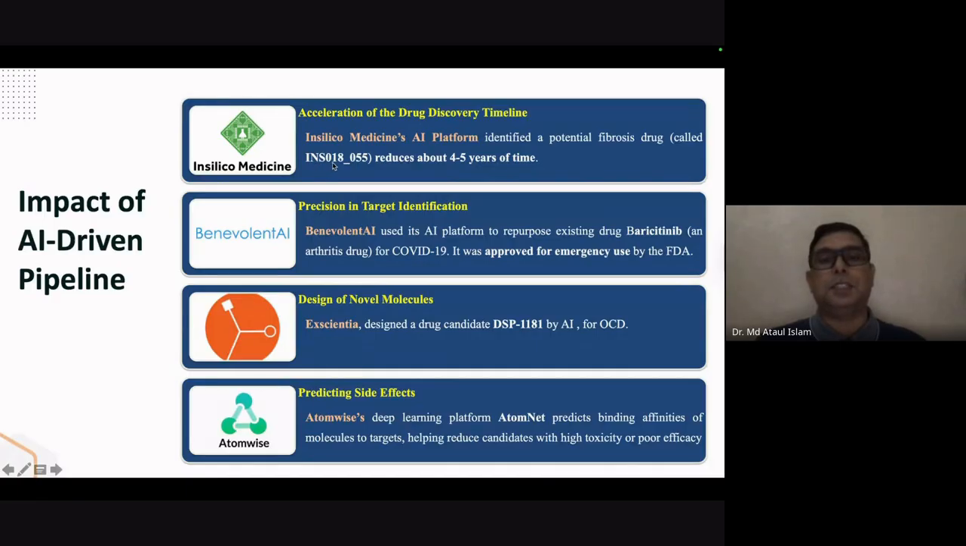So here you can see that INS018_055, this molecule was designed by Insilico Medicine using their own AI platform, and that reduced the time by 4 to 5 years. Similarly, BenevolentAI, that I already mentioned in the previous slide, the baricitinib, that was actually an arthritis drug, but it was repurposed for COVID-19 and they even got the approval from the FDA, and that was also developed using the AI platform. Exscientia designed drug candidates like DSP-1181 by artificial intelligence, like predicting the different side effects. Atomwise is doing excellent work. They are using their deep learning platform, AtomNet, to predict the binding affinities and the molecular targets, helping reduce the candidates with high toxicity and poor efficacy.